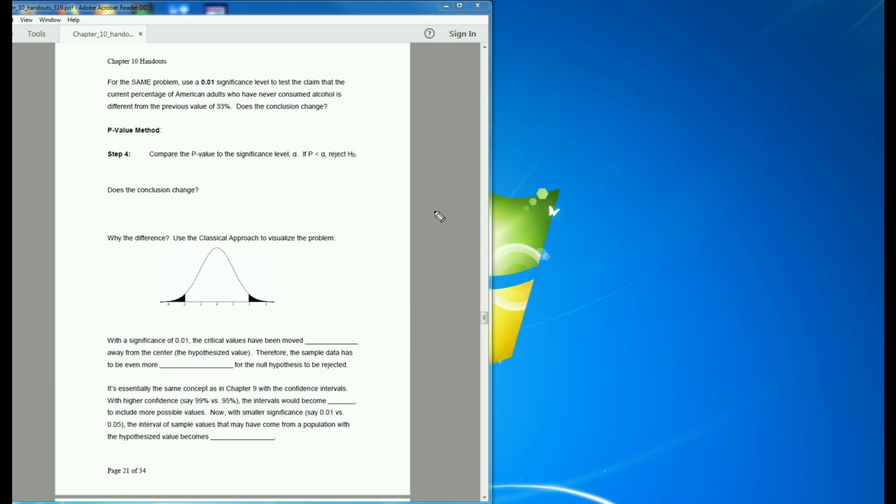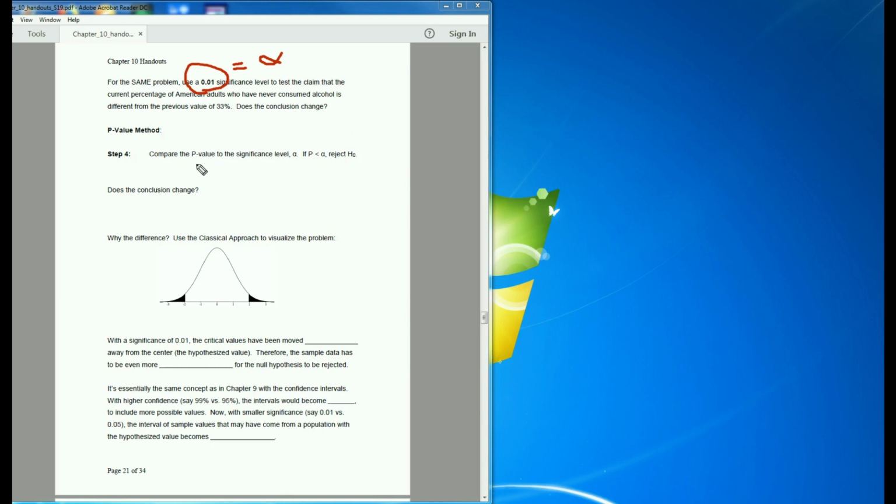Now for this exact same problem that we just finished, let's suppose we were doing the exact same analysis, except we wanted to use a 0.01 significance level. So in other words, alpha is now equal to 0.01 instead of 0.05, to test the claim that the current percentage of adults who have never consumed alcohol is different from 33%. Would that change the conclusion if we simply changed the significance level?